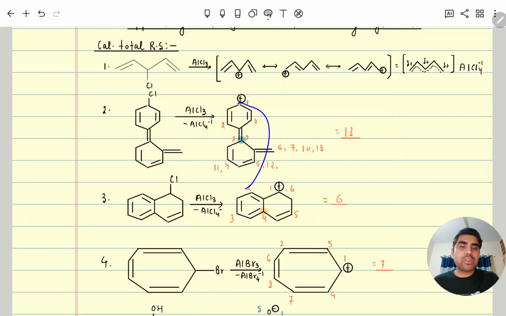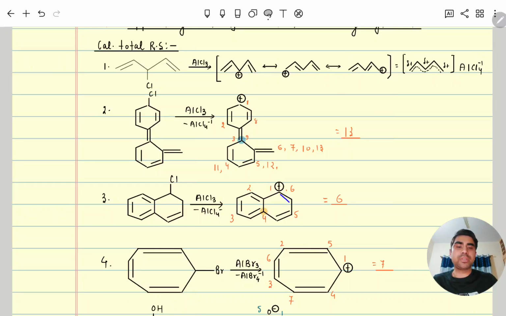Next, from this side also we will cover. Then 8, then 9, again the bridge head. So from 9 this is 10, and from 9 this 10 already happened. From this side again 11 to 12, and 12 to 13. So the total resonating structures are 13. Similarly here also, removed, so the positive charge came here. So here, positive, single.